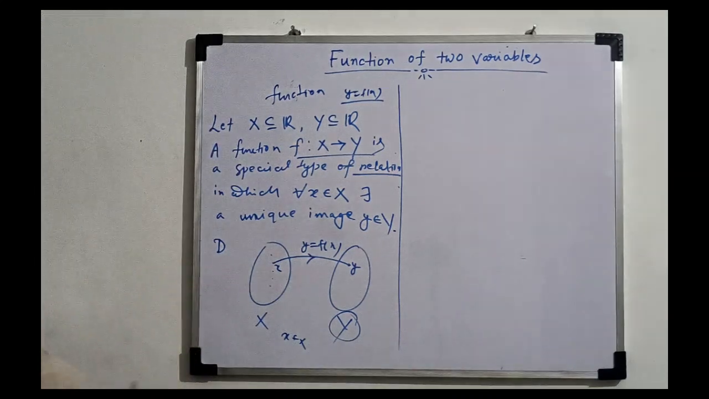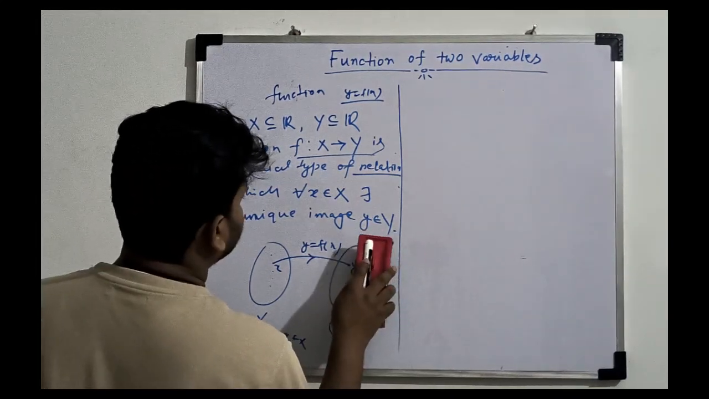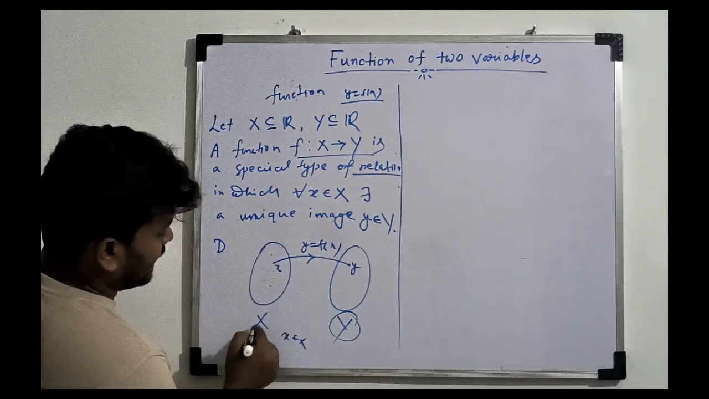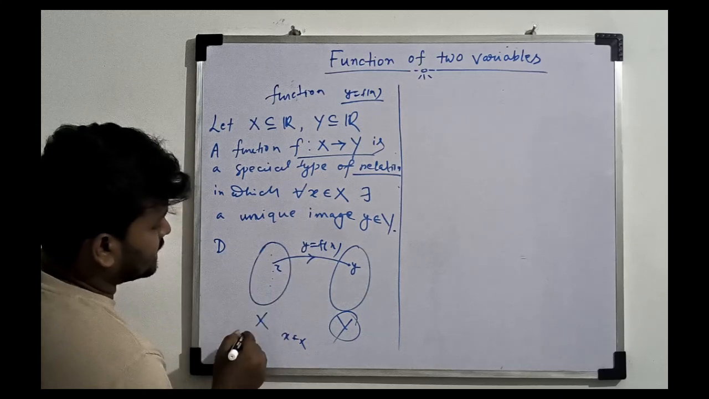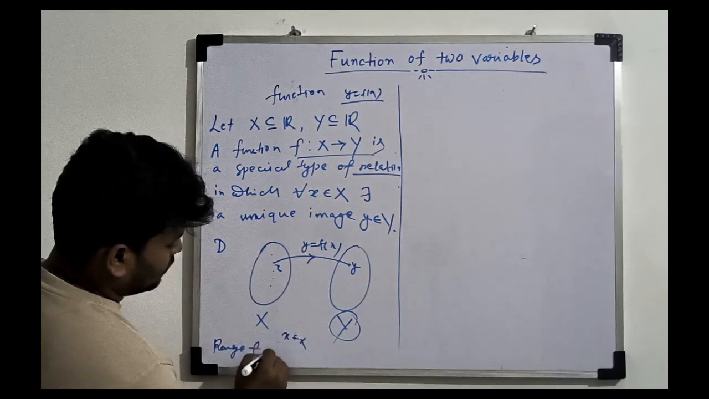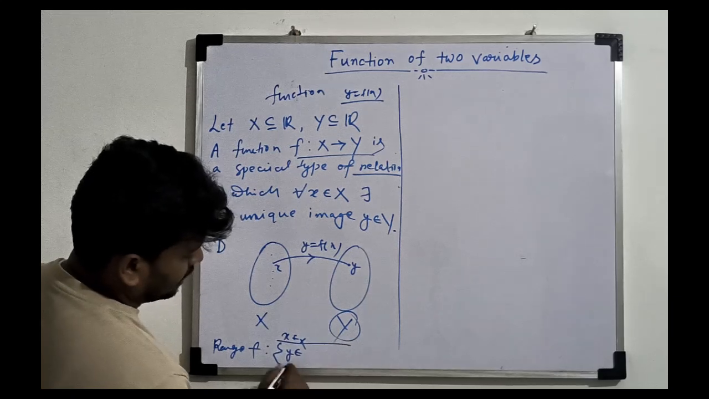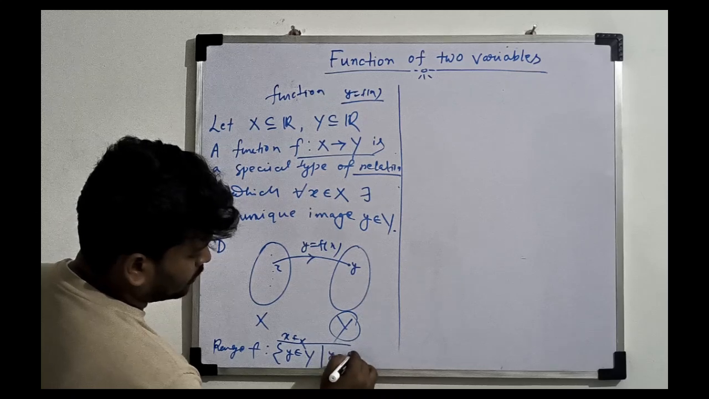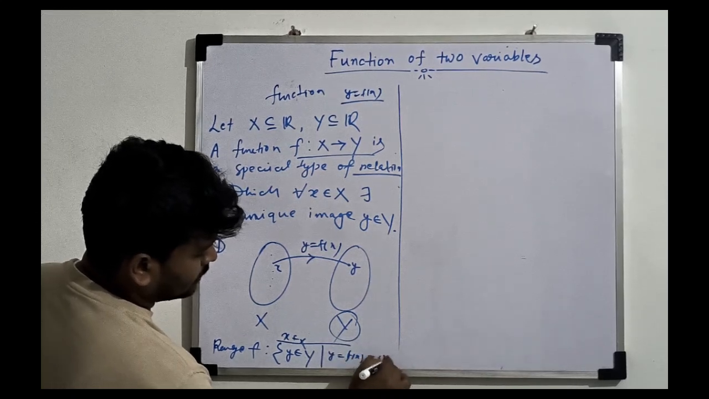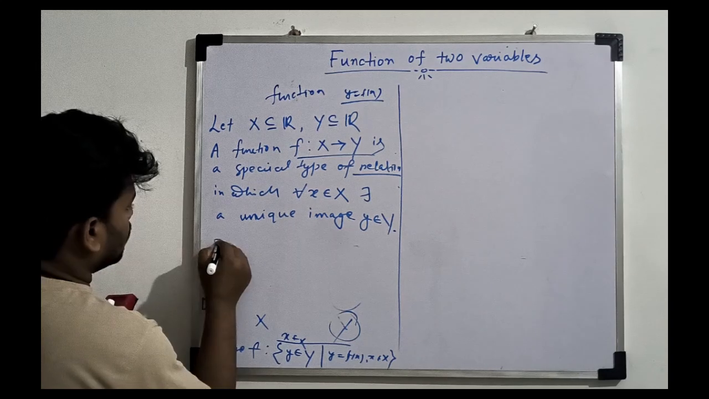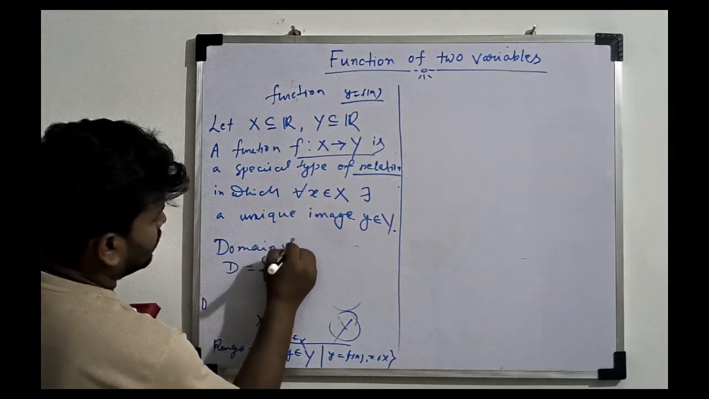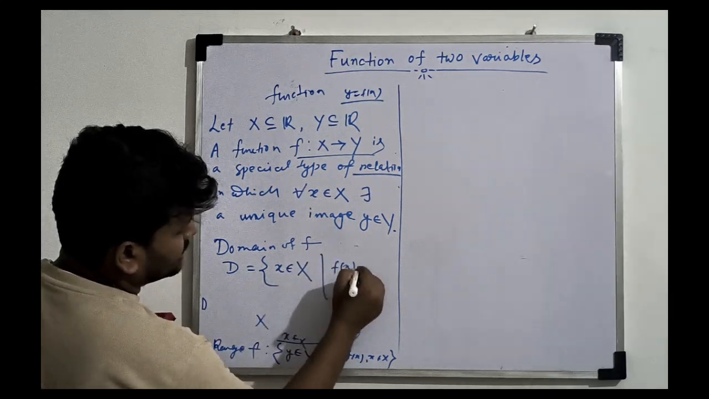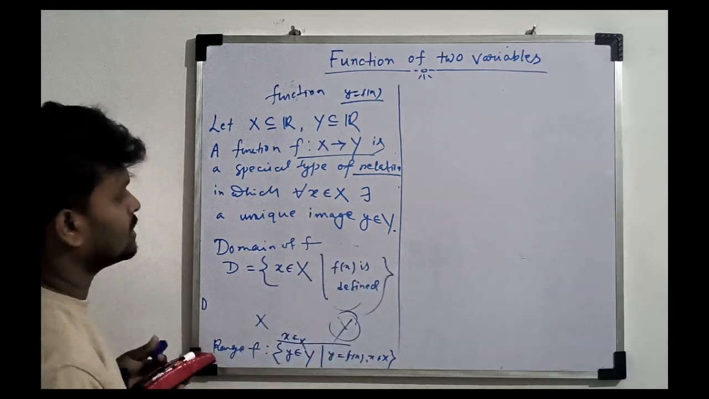So now let's discuss what is domain. You can note, the domain of a function is the whole set X. For the function, the domain becomes this set, and the range of f will be the collection of y in the set capital Y, such that y equals f(x), where x belongs to capital X. And we can define the domain D of f as the x belonging to capital X for which the function f(x) is defined. Okay, this will be the domain.